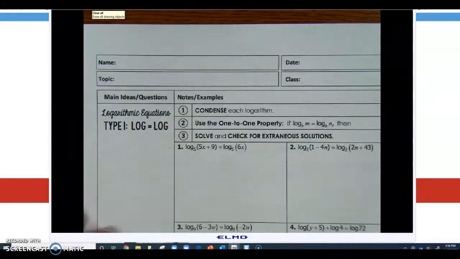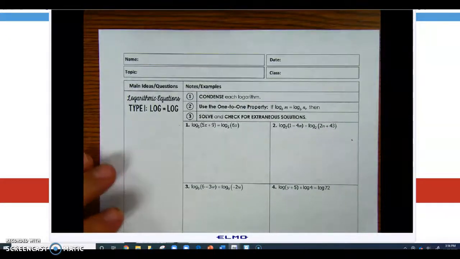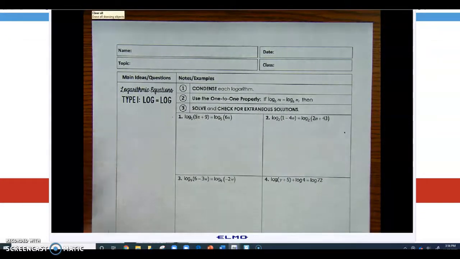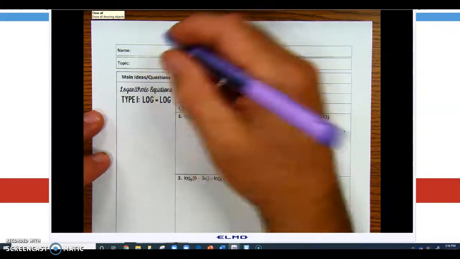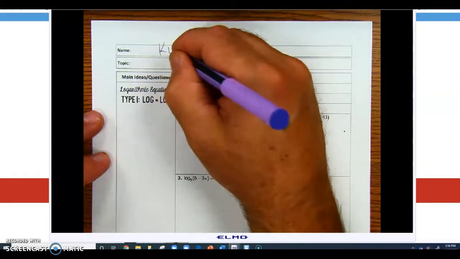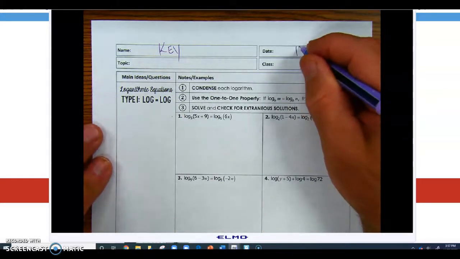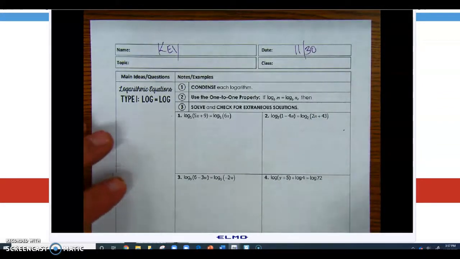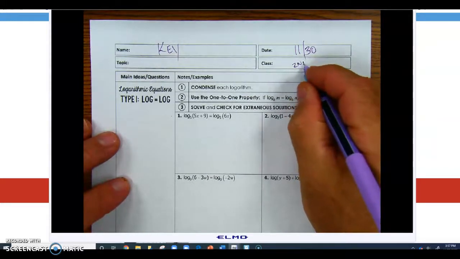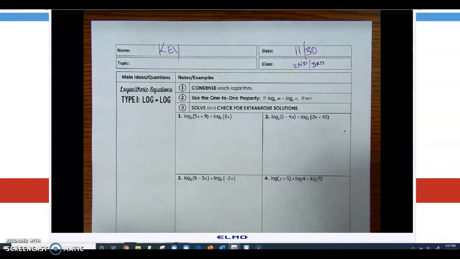Wanted to make this video so you can take some notes. You should already have this in your notes packet. We are going to solve logarithmic equations. Today is November 30th, so I'll put that on here, but tomorrow will be December 1st. All right, guys.